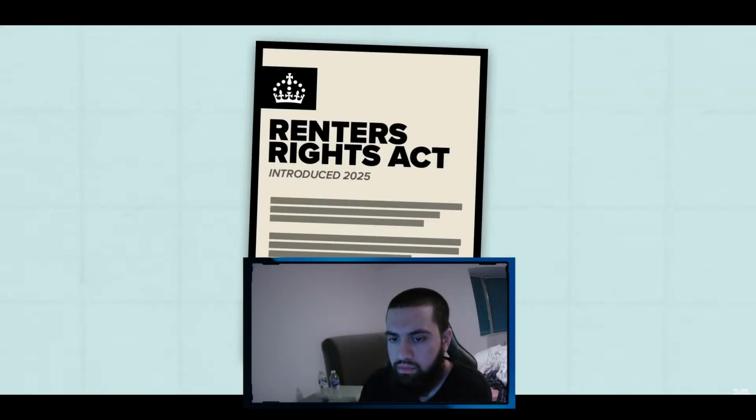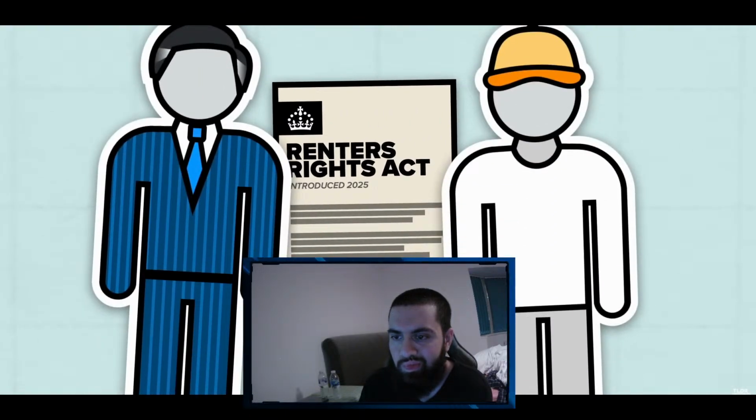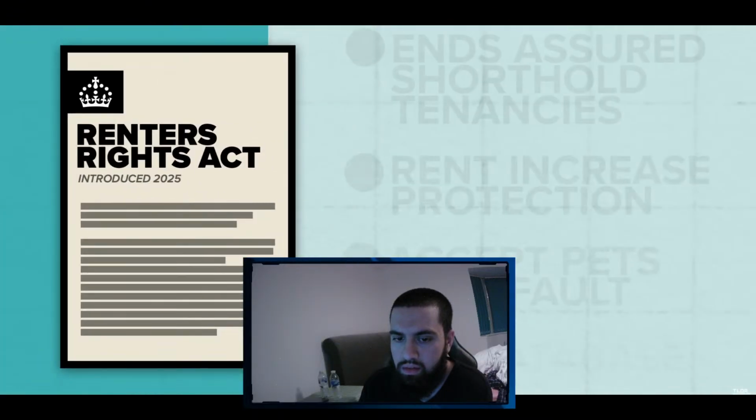have resulted, the last time that the private rented sector was substantially reformed was back in the 80s. Labour are hoping that their new Renters' Rights Act, passed in 2025, will address some of these concerns and strike a better balance between the rights of tenants and the rights of landlords. So how exactly does it do this?